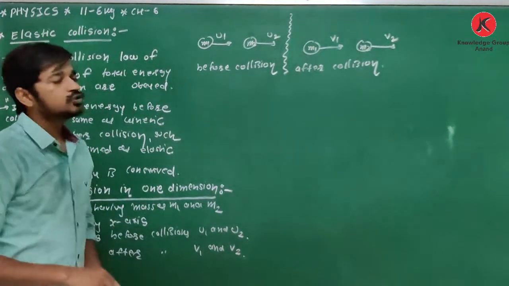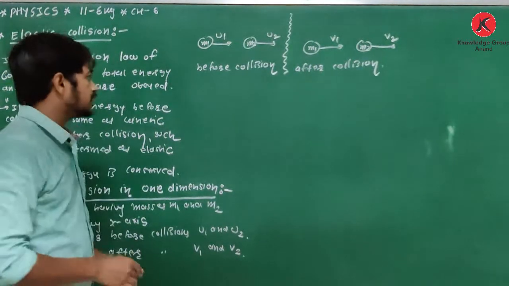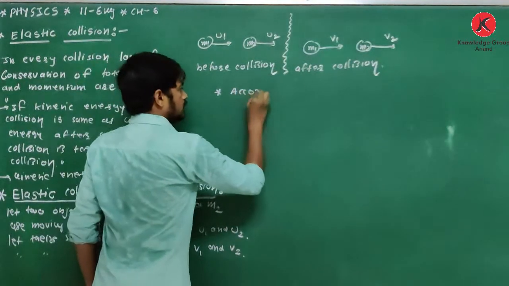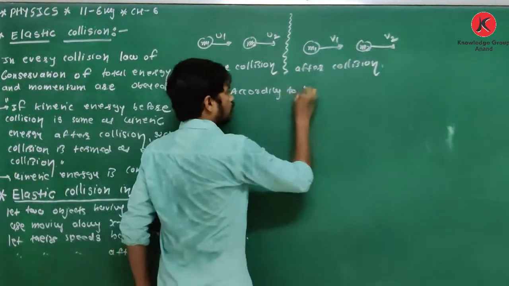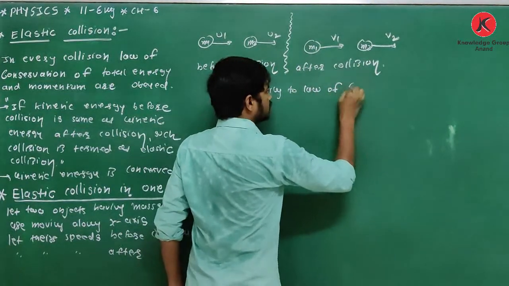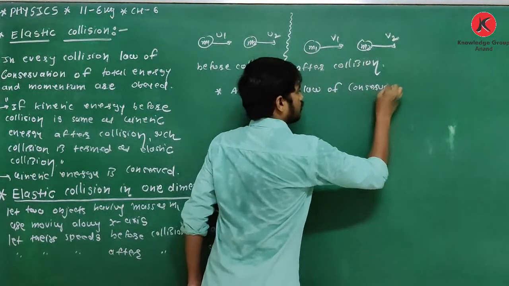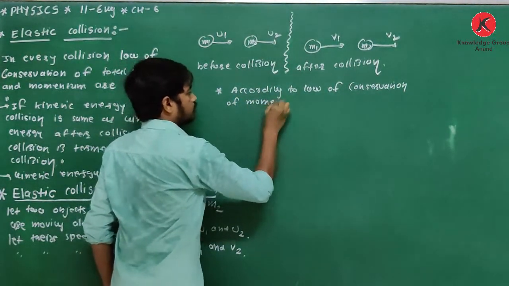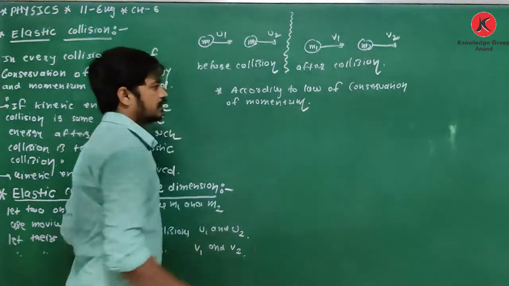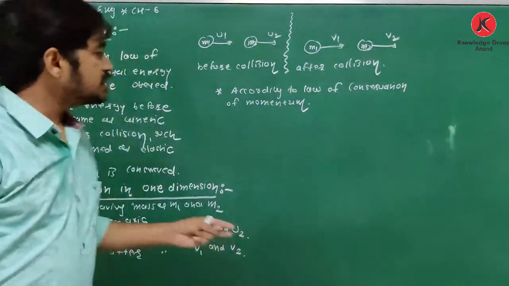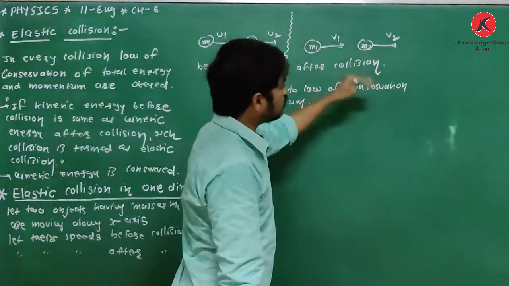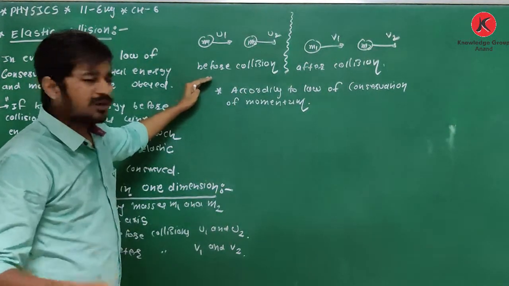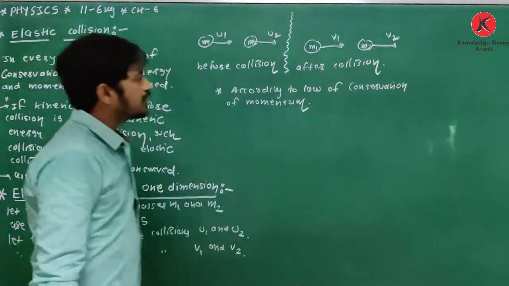Okay, so how to find speed after collision? First of all, we will take the law of conservation of momentum. What is the law of conservation of momentum? Total initial momentum is equal to total final momentum. Initial momentum means total momentum before collision is equal to total momentum after collision.